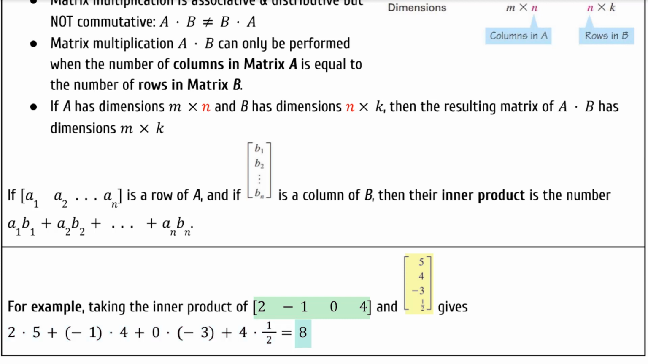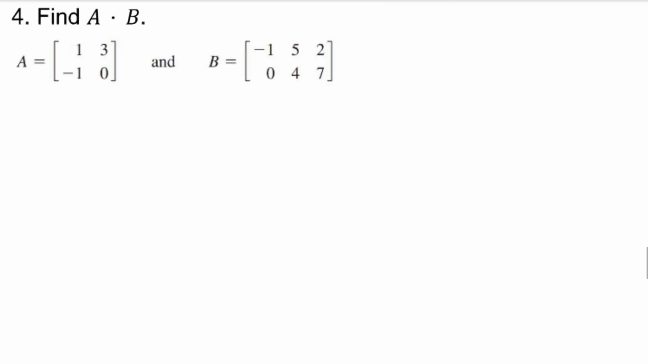So the inner product is 8. That will be the entry in the new matrix. Number 4, find A times B. First, let's establish that this product is possible by determining the dimensions of A and B.